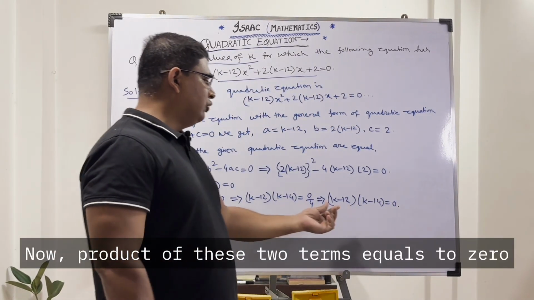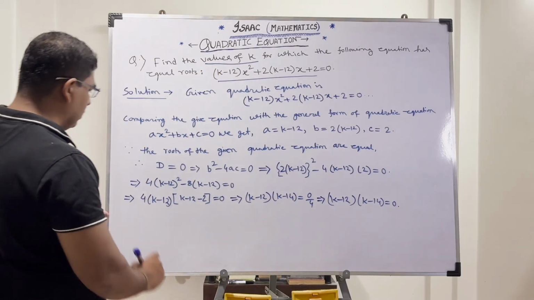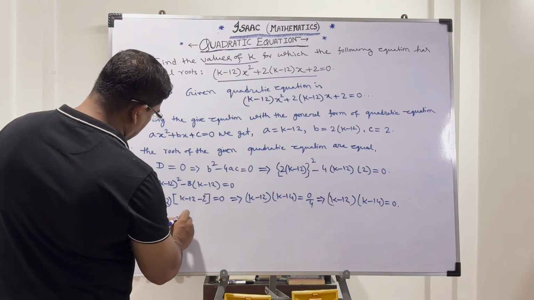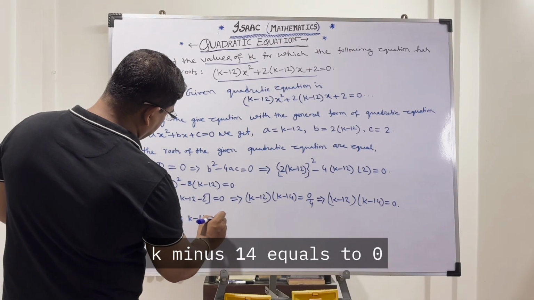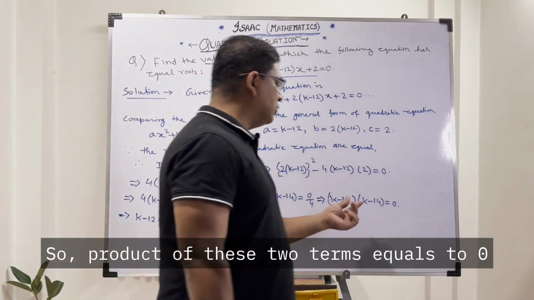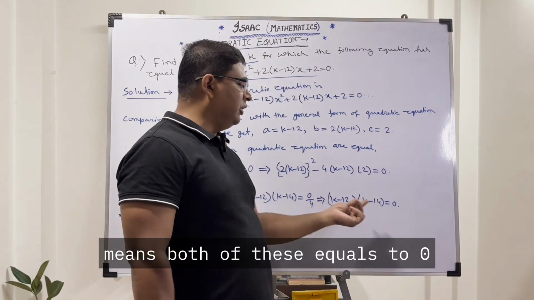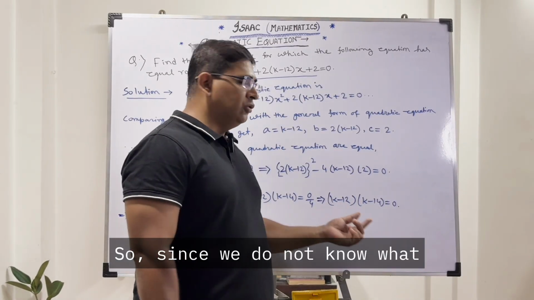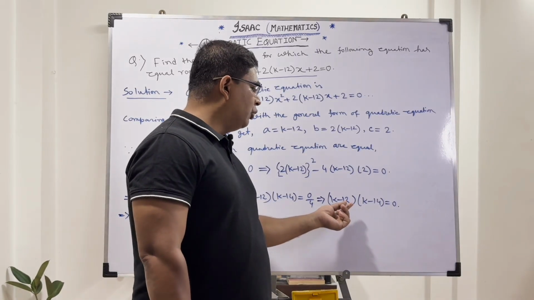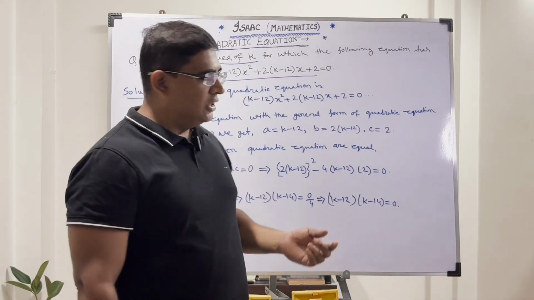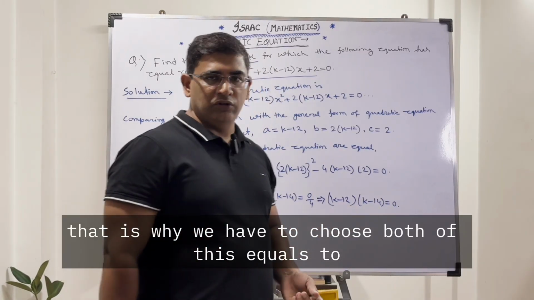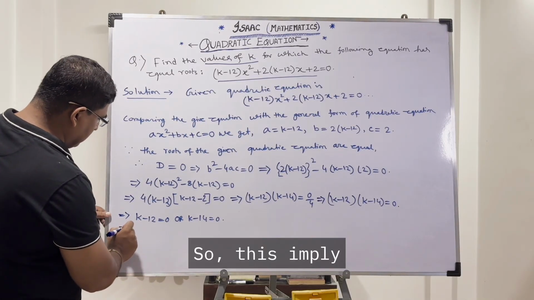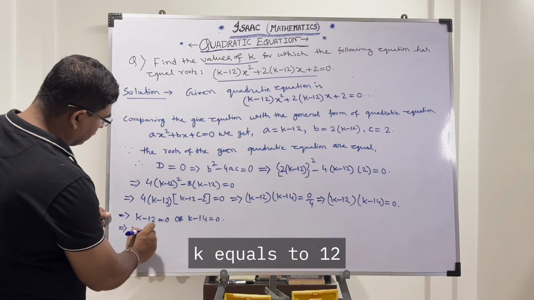Now product of these two terms equals 0. So this implies k minus 12 equals 0 or k minus 14 equals 0. Product of these two terms equals 0 means both of these equal 0 or one of these equals 0. Since we don't know which one of these equals 0, that is why we have to choose both of these equal to 0. That means this equals 0 or this equals 0. So this implies k equals 12.